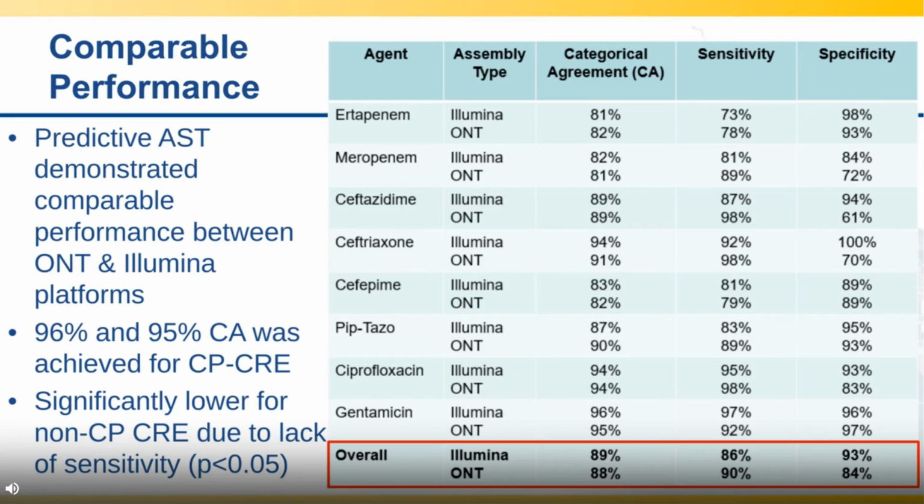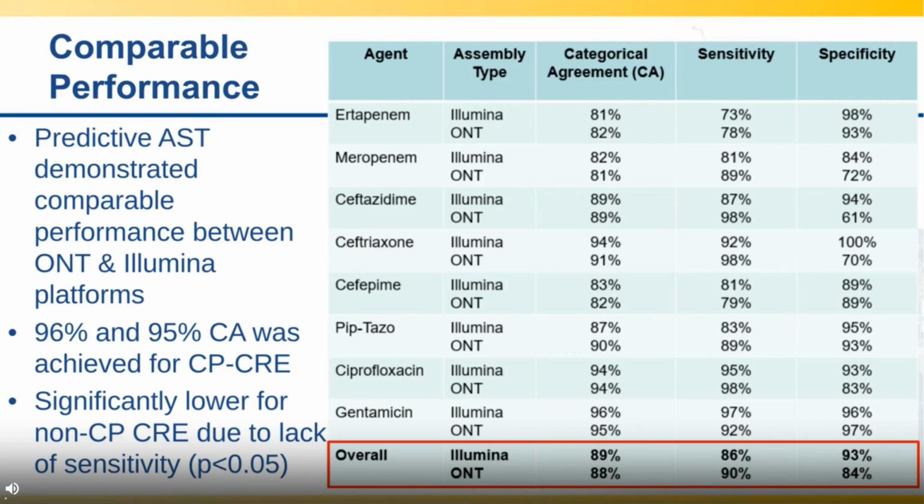And what was really exciting is that we found predictive AST demonstrated comparable results for both nanopore and Illumina data, which is exciting because, again, although the nanopore data has a higher error rate, it looks like some of our bioinformatics tools and analysis pipelines can help us overcome that and allow us to use these tools for prediction in real time in the clinical setting, where the overall agreement that we've seen was 89% for Illumina for categorical agreement versus 88% for nanopore.